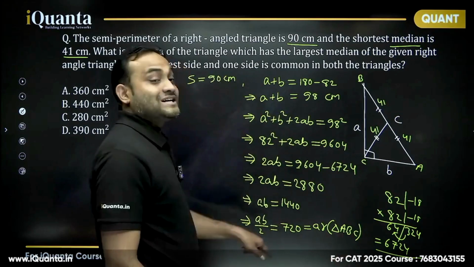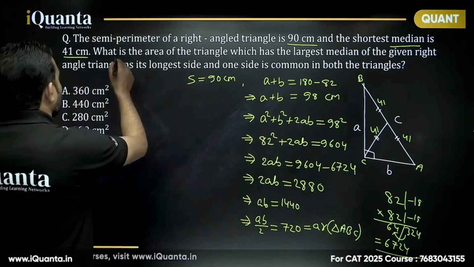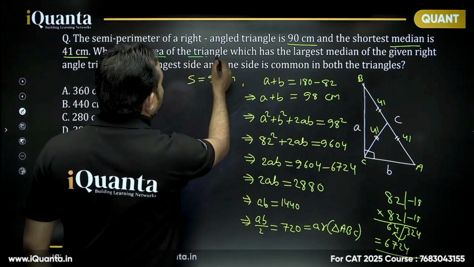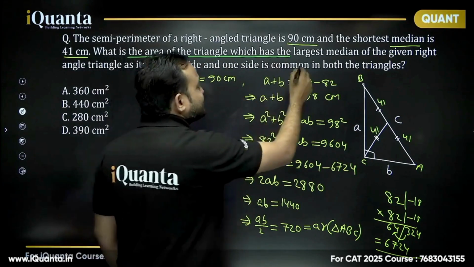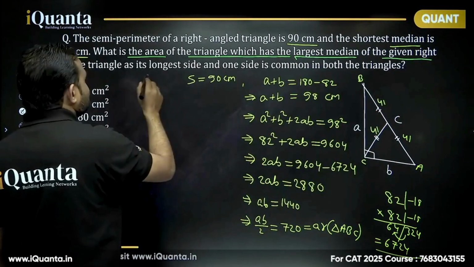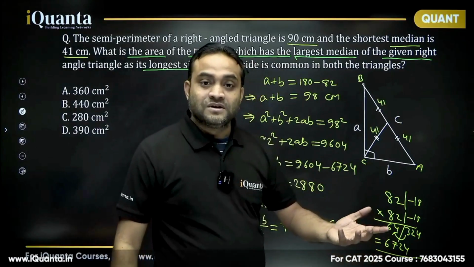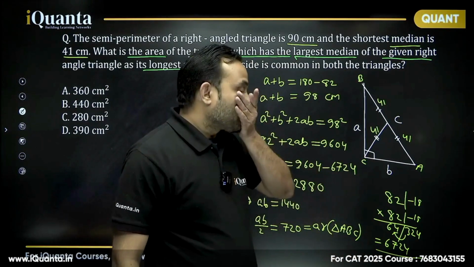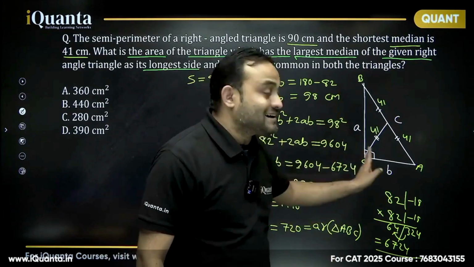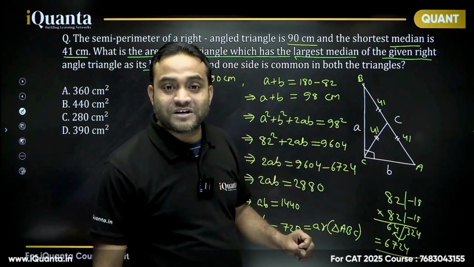Now, let's continue with this question. It says, what is the area of the triangle which has the largest median of the given right angle triangle as its longest side? मतलब कोई एक triangle है जिसका largest side इस right angle triangle का largest median है, तो इस right angle triangle का largest median कौन सा होगा?